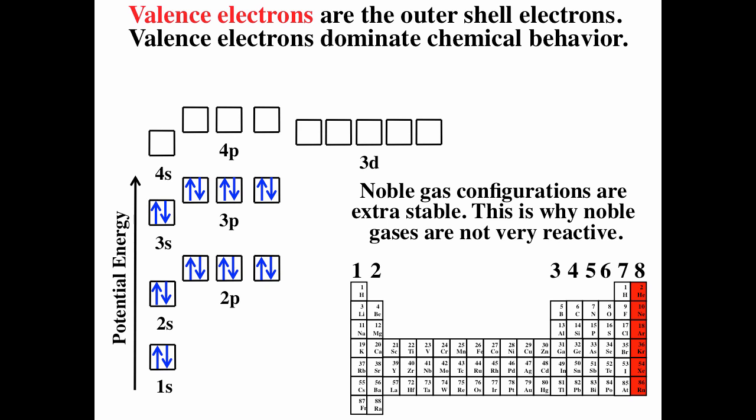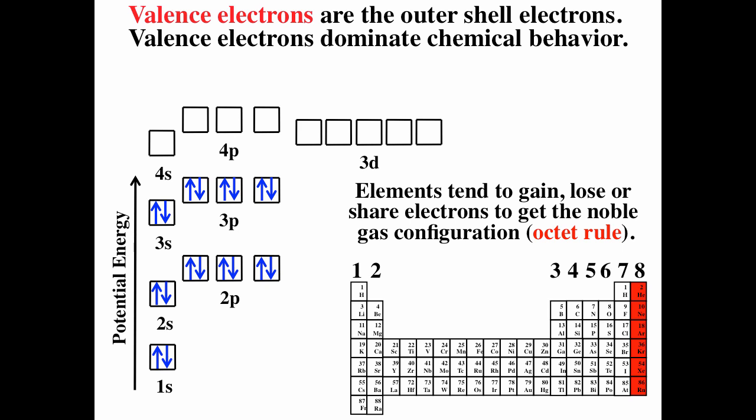Because that electron configuration is very stable, elements tend to gain, lose, or share electrons to get the noble gas configuration. It's referred to as the octet rule because all the noble gases except for helium have 8 valence electrons.